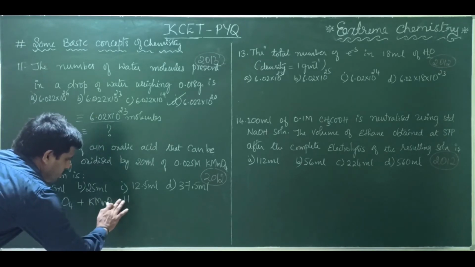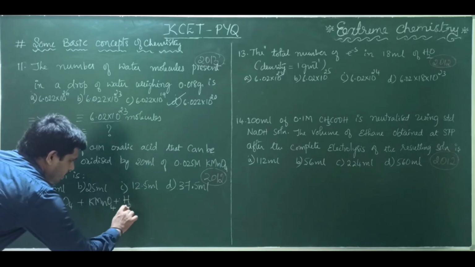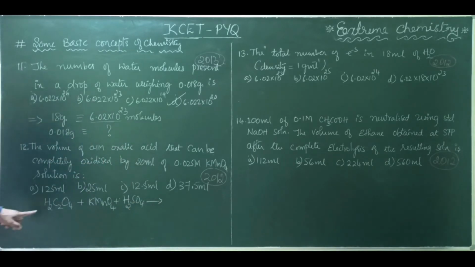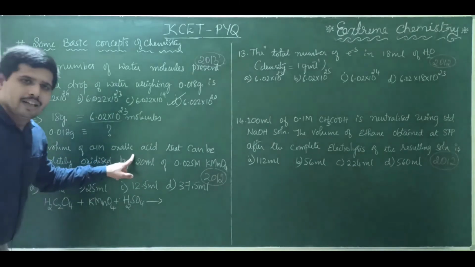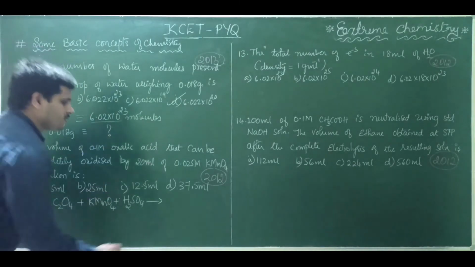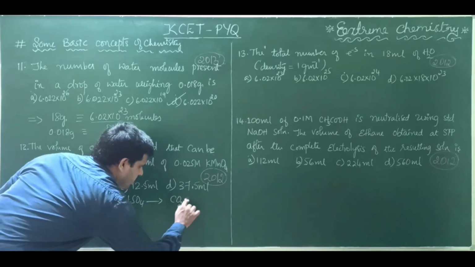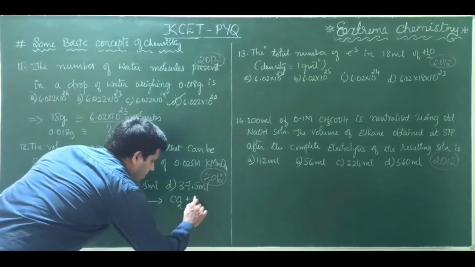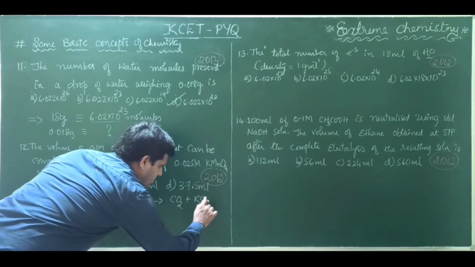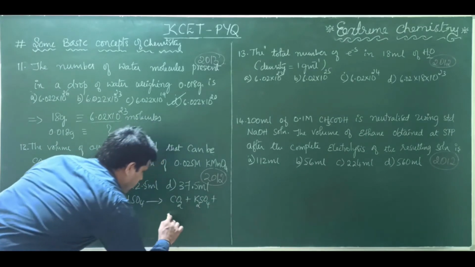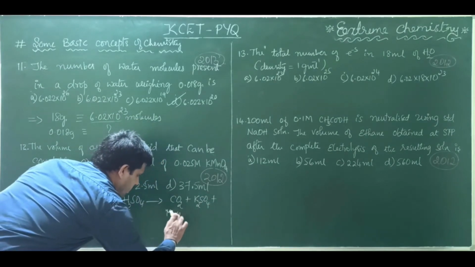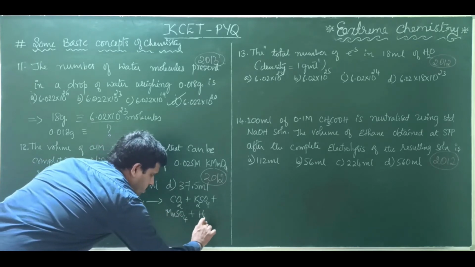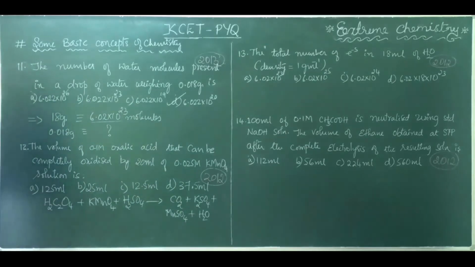So H2SO4. You can write the product now. Oxalic acid is a reducing agent, so it will get oxidized to carbon dioxide. KMnO4 is the oxidizing agent, so it will give K2SO4 and MnSO4, and the other product being water, H2O. So this is the complete equation for you, dear students.